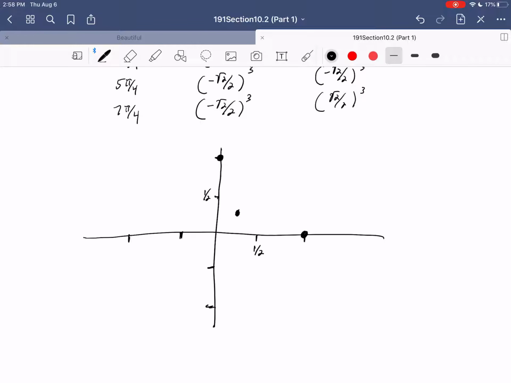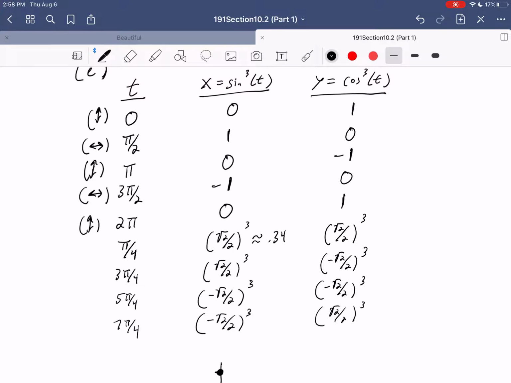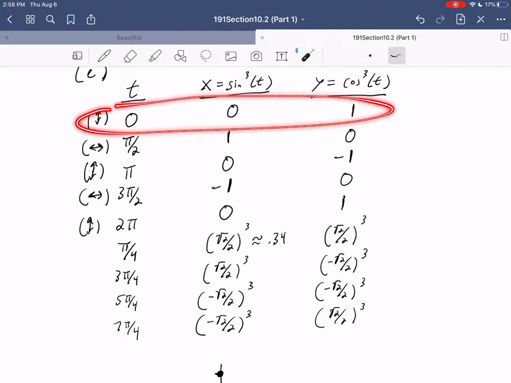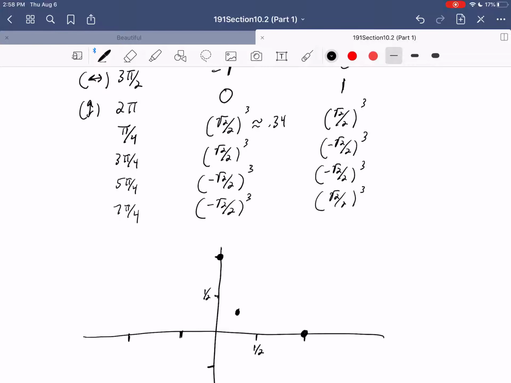Now remember, we also have a little bit more information. We know that at that first one that we put down, this has a vertical tangent, and at pi over 2, it's supposed to have a horizontal. So let's just draw those on too. We can just put a little vertical line there and a little horizontal line there. Okay, so that was pi over 2.